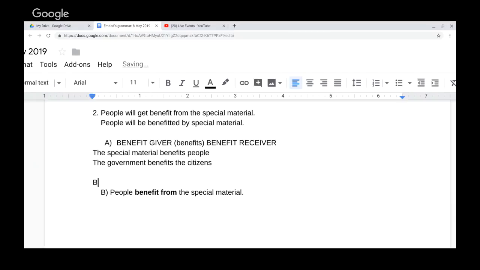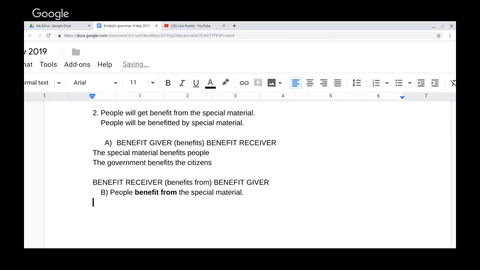So benefit receiver, what will go in the bracket? Tell me. Benefits from benefit giver. Yeah. So yes, the benefit receiver benefits from the benefit giver. So something like this. How can I convert the second sentence?